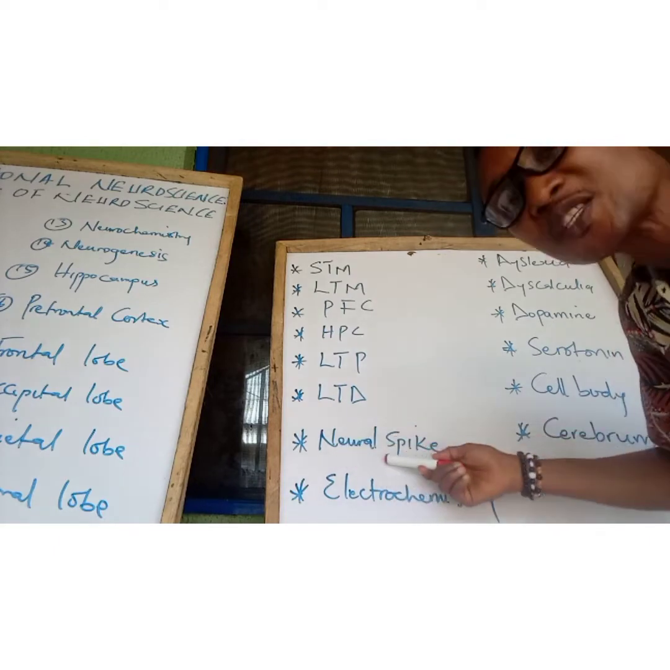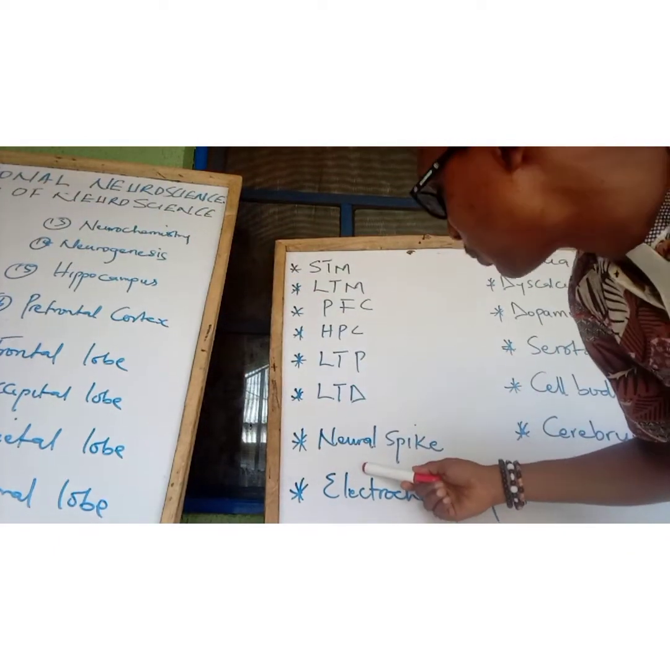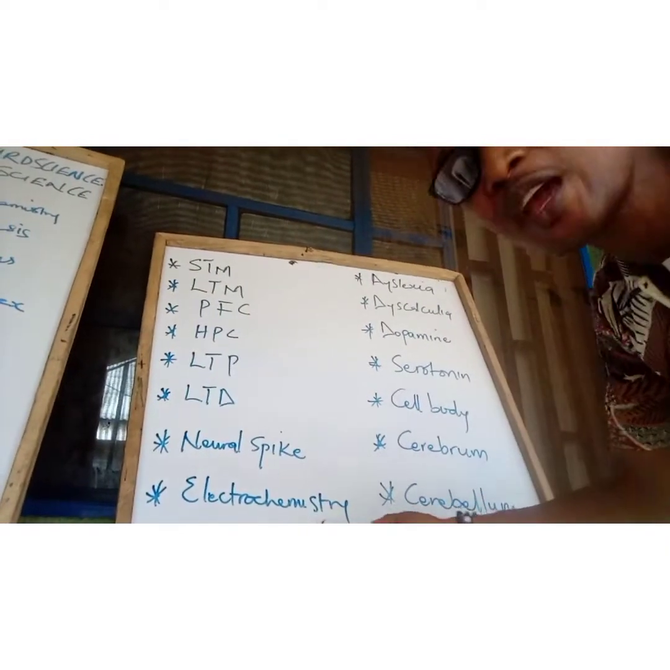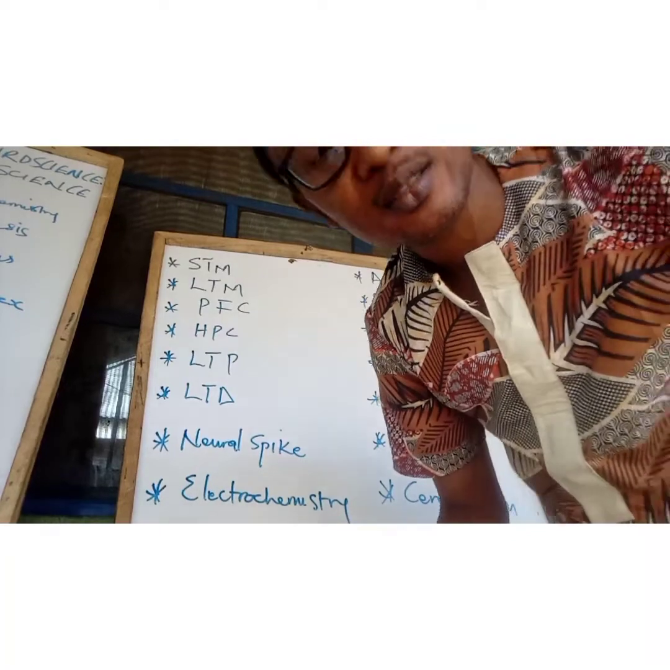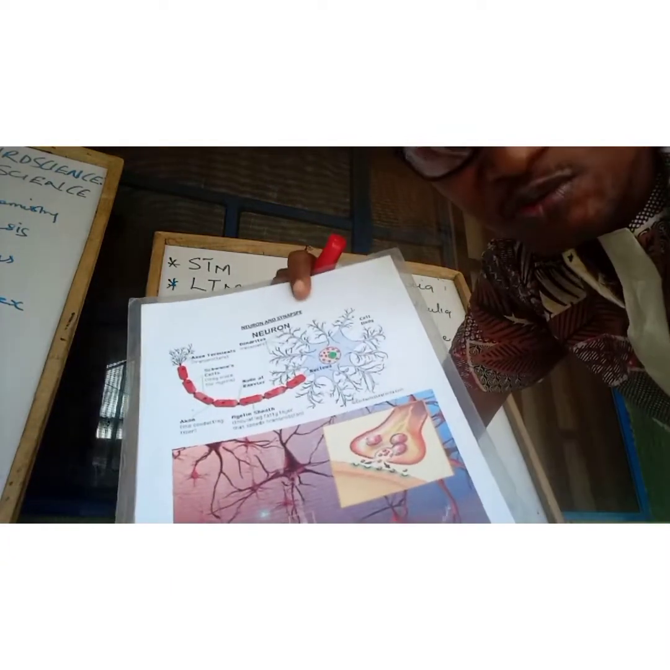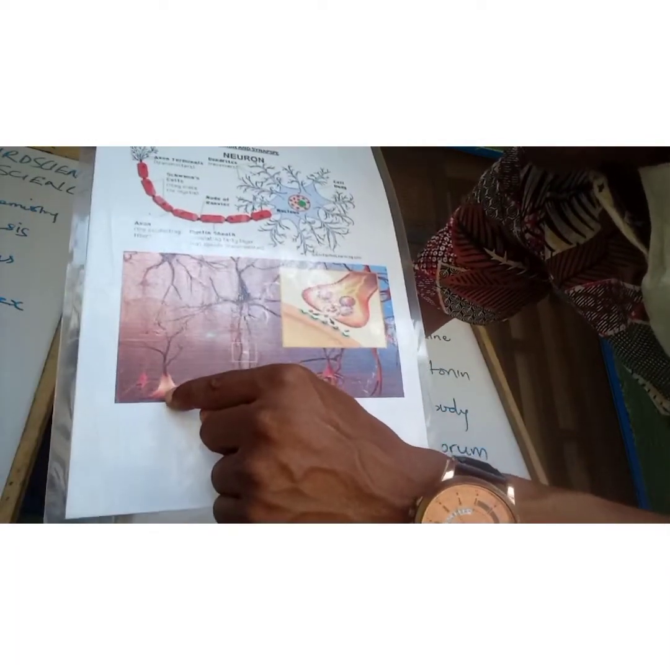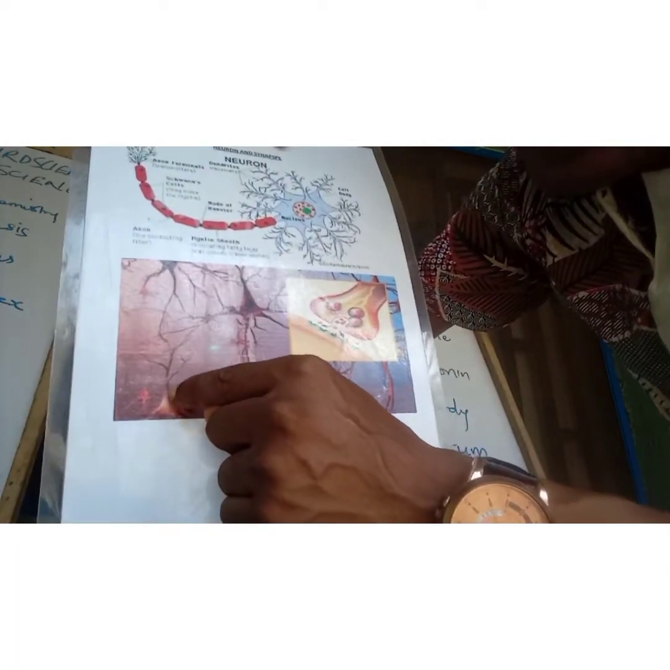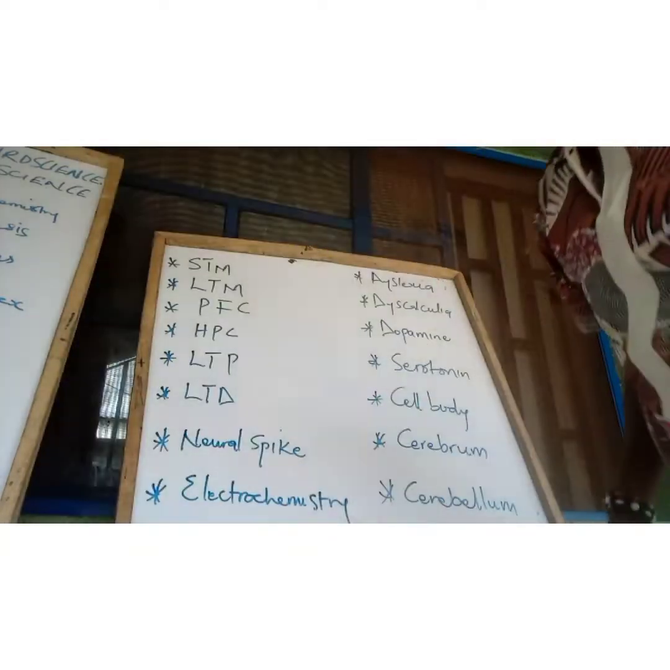This one is neural spike. Neural spike is almost the same thing as what? The action potential. This is the electrochemistry through which the cells in the brain talk to each other. If you look at this image, this is action potential. It's sending signals, and the process is called electrochemistry.